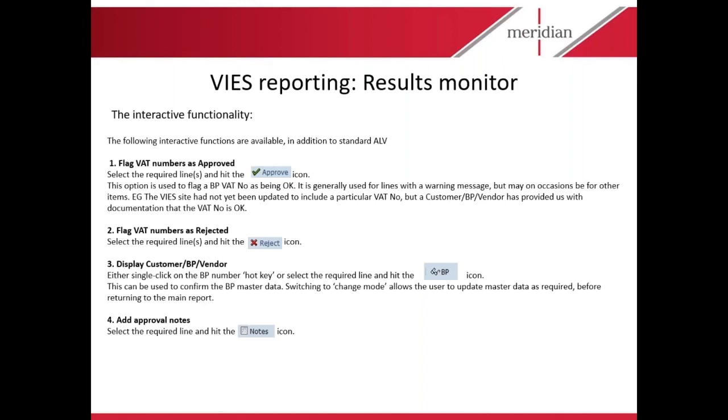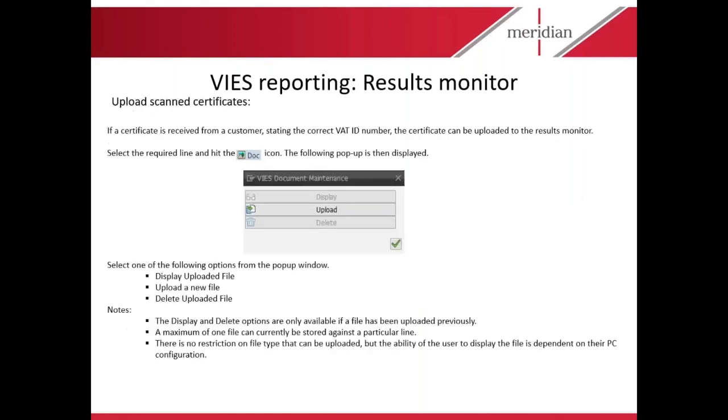You can, of course, display the customer, the business partner, the vendor by using the glasses icon, and that allows you to drill down directly into the BP master data and make any changes that you need to make there. And you can also add approval notes for any of the checks within the VIES results monitor to allow you in future to see exactly what steps might need to be taken in order to rectify the change, or a note explaining why this has been approved or rejected.